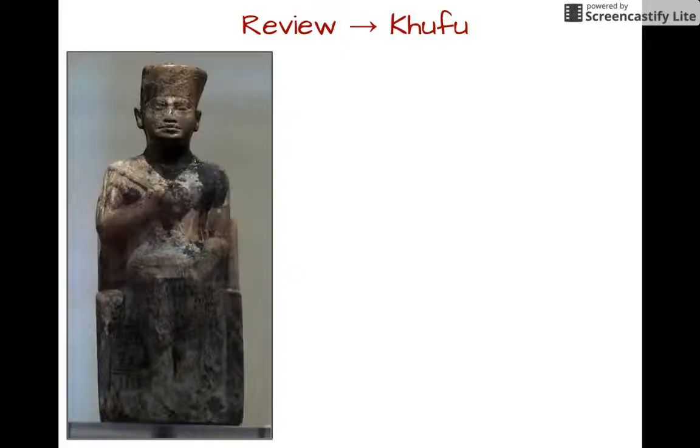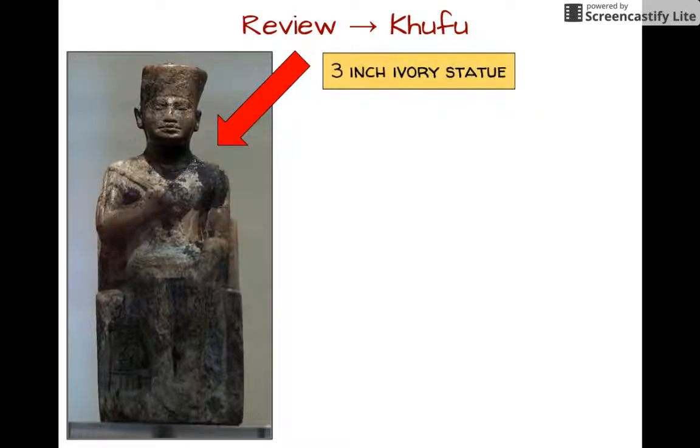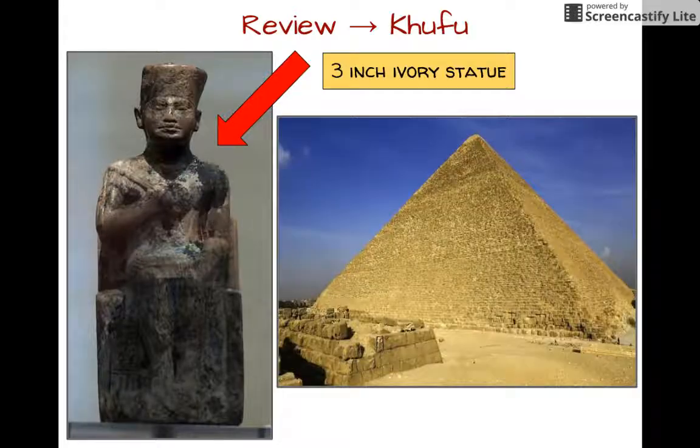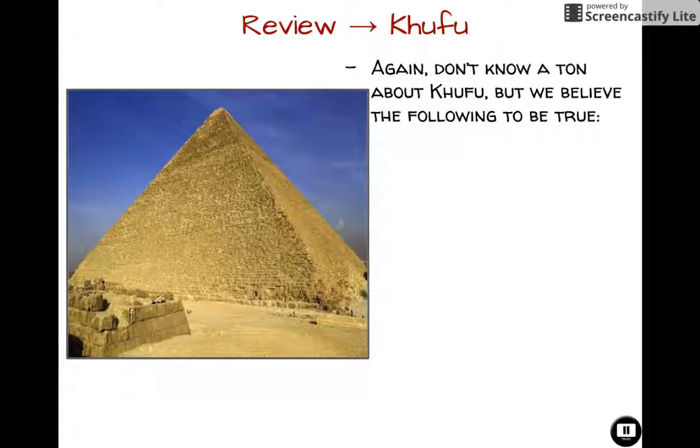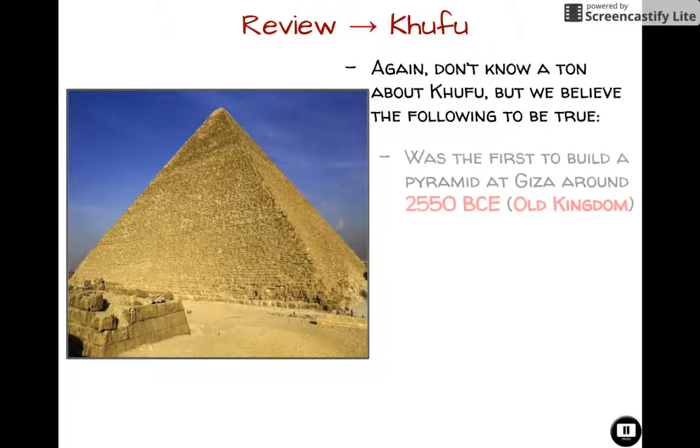Then we made a big leap in time to the Old Kingdom time period, and we looked at Khufu. And with Khufu, we said we have really two artifacts from him. We have a very tiny one, which is this 3-inch tall ivory statue of him. And then we have this huge burial tomb, over 480 feet tall, which is obviously the Great Pyramid at Giza. So when we focus in on Khufu, again, we said we don't know a ton about him personally, but we believe the following items to be true.